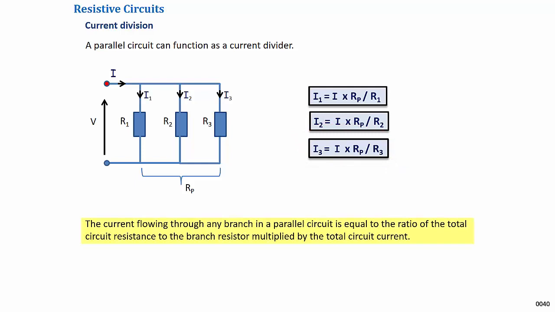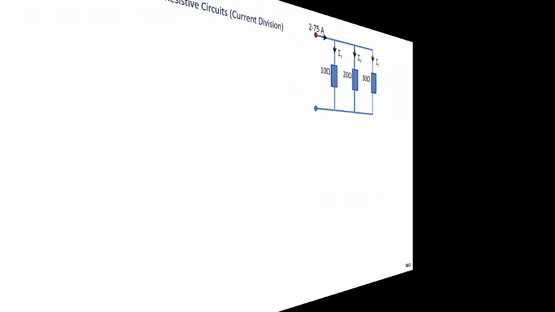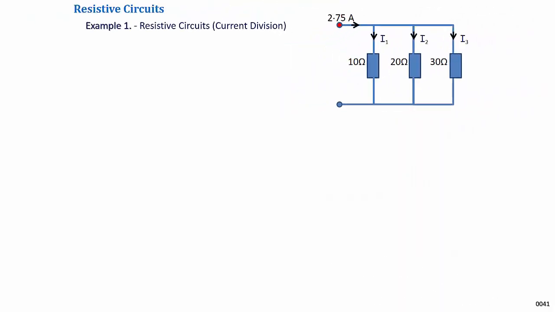The highlighted boxes show that the current flowing through any branch in a parallel circuit is equal to the ratio of the total circuit resistance to the branch resistor multiplied by the total circuit current. The following example is in the accompanying workbook, Resistive Circuits, Current Division. Here we are required to determine the current flowing through each branch of the circuit using current division.